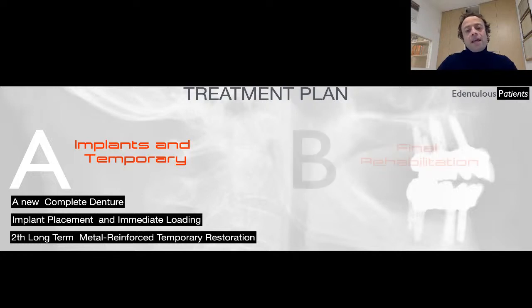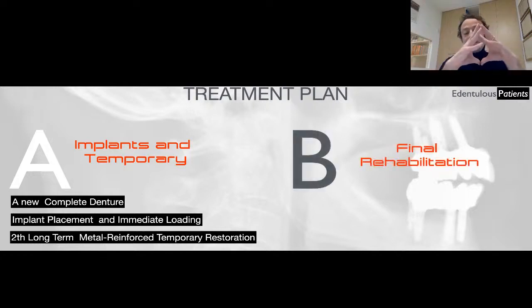So this is the phase A. And then if the patient wants a final rehabilitation, of course, we have also the final rehabilitation. And with the final rehabilitation, I always like to promote something with a good guarantee, because of course the patient asks for this.